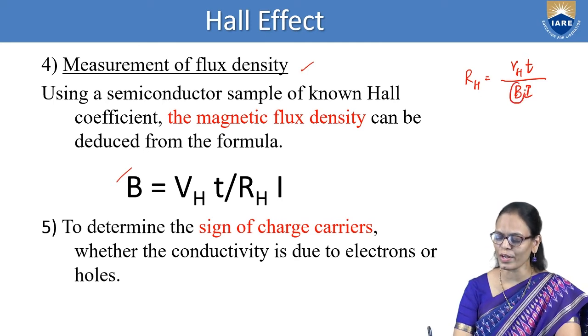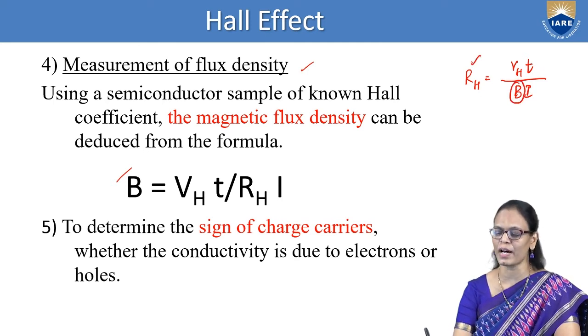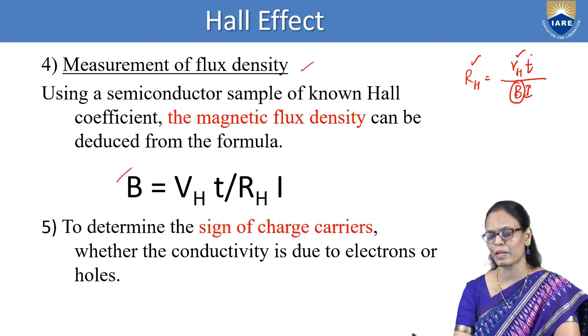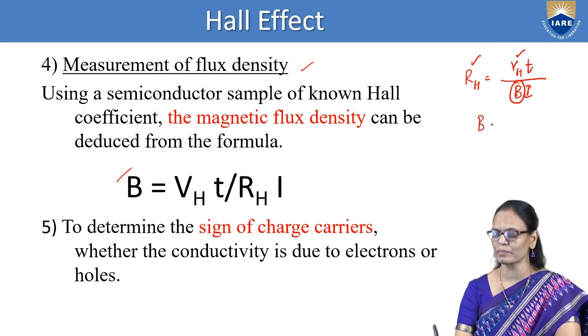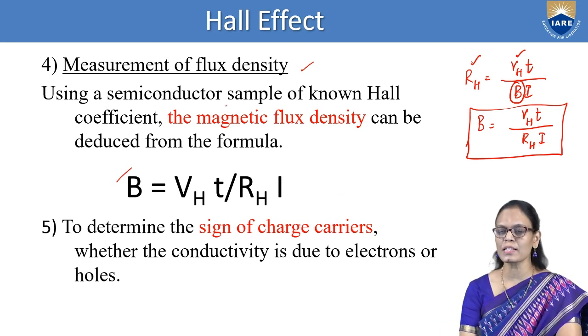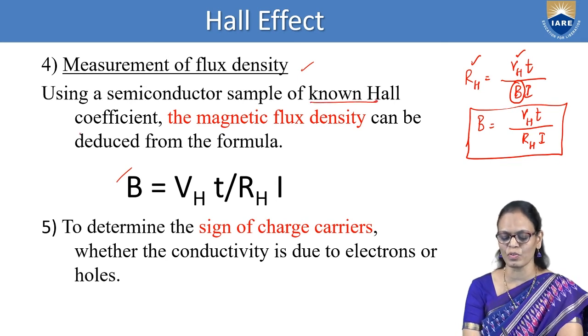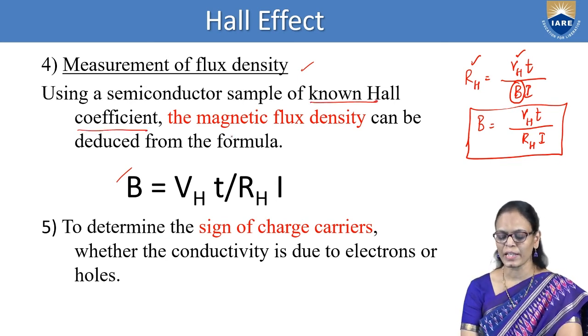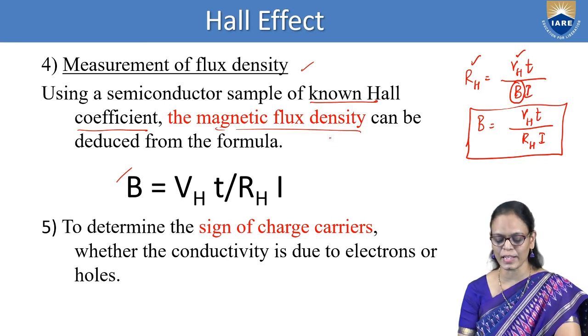Now we want to know the flux density, knowing the values of RH and VH from the experiment. So B will be equal to VH into T upon RH into I. So the flux density B can be calculated using the Hall effect, knowing the Hall coefficient. Using a semiconductor sample of known Hall coefficient, the magnetic flux density B can be easily calculated using the formula B is equal to VH into T upon RH into I.